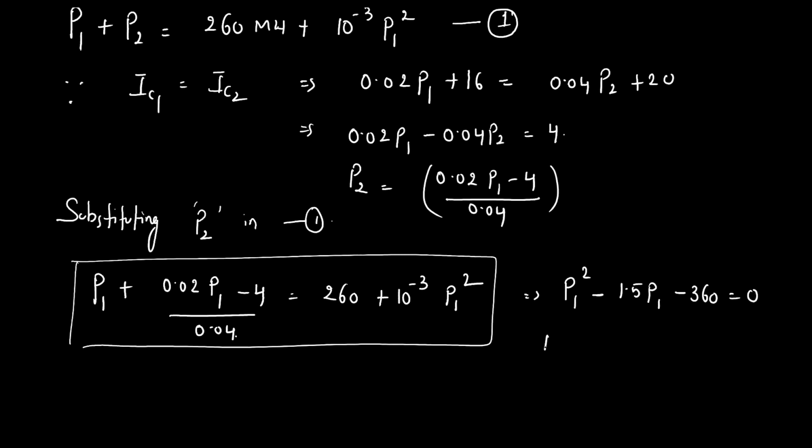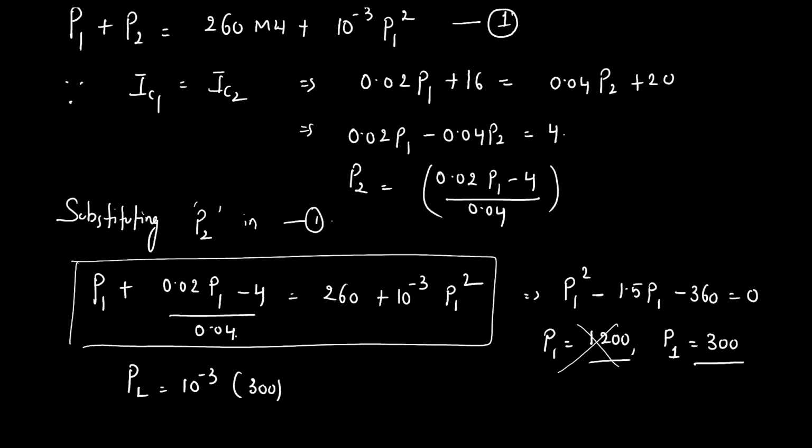So if you solve this one, you're going to get P1 is equal to 1200 or P1 is equal to 300. 1200 is absurd because P1 plus P2 plus losses is becoming only 260. So P1 of 1200 is an absurd quantity, so we neglect this one. If you substitute P1 equal to 300, you are going to get the other values as well. The PL will become 10 power minus 3 into 300 square, so you are going to get 90 megawatt.